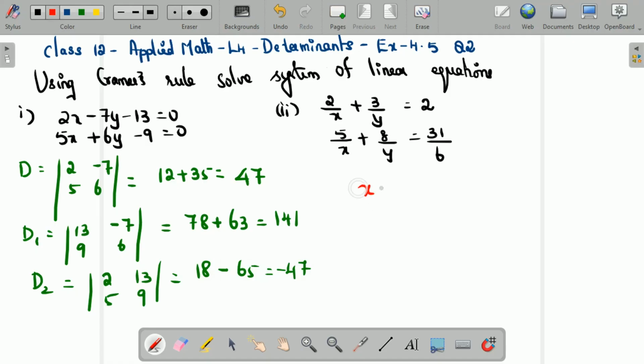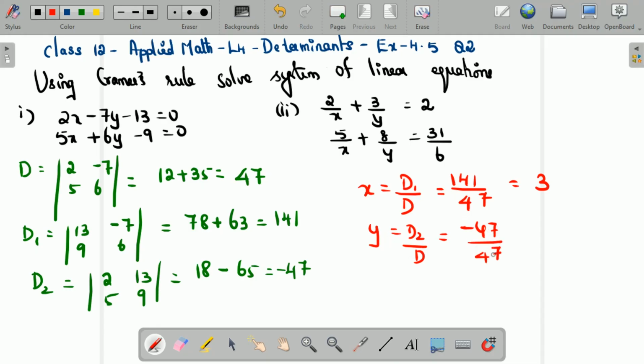Now, according to Cramer's rule, x is equal to determinant D1 divided by D, which is 141 divided by 47. So this is going to be equal to 3. Now, y is equal to D2 divided by D, which is going to be minus 47 by 47. So which is equal to minus 1.